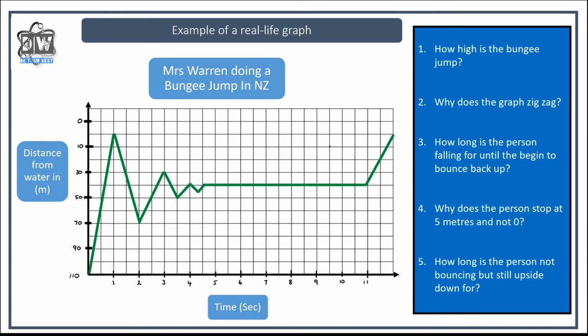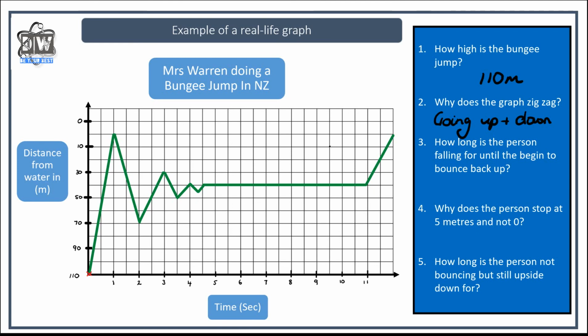How high is the bungee jump? Well, we can see here that we're starting at 110 meters. So hopefully we would put 110 meters. Why does the graph zigzag? Because if you don't know how bungee jumps work, you go down and then you spring back up and then down, then spring back up. So you go up and down, bounce up and down.